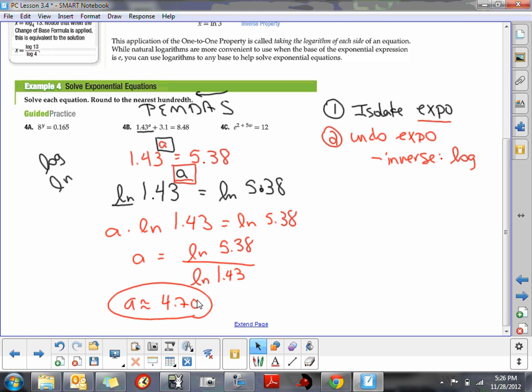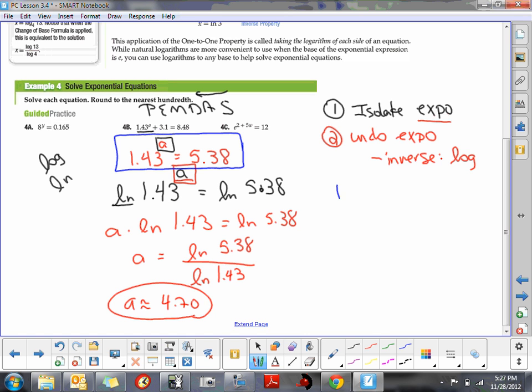I don't want to keep stretching this out any farther than it has to, but I want to come back up here, and at this point in this problem, we still want to isolate that exponential. So now I got 1.43 to the a equals 5.38. Remember, I had a choice. I used natural log the first time. I can use the common log. That's in my calculator. So 1.43 raised to the a equals the common log of 5.38.